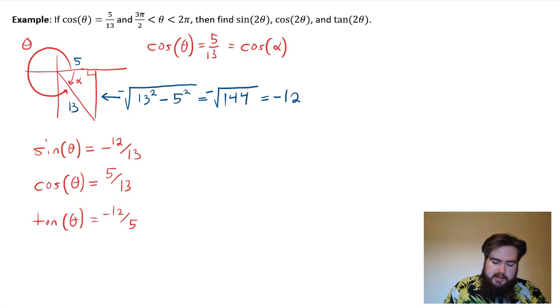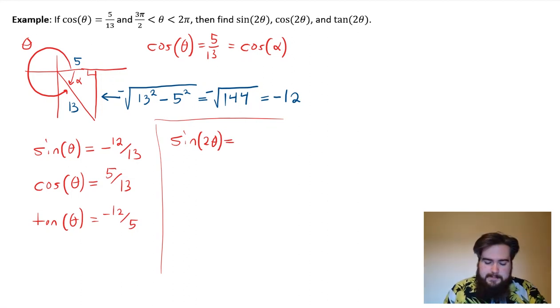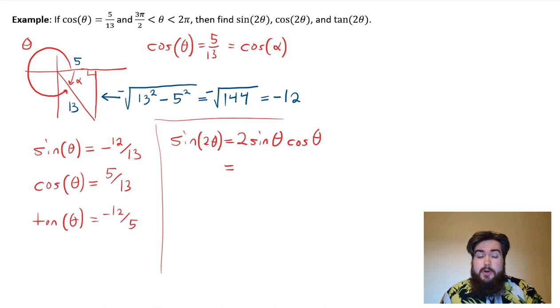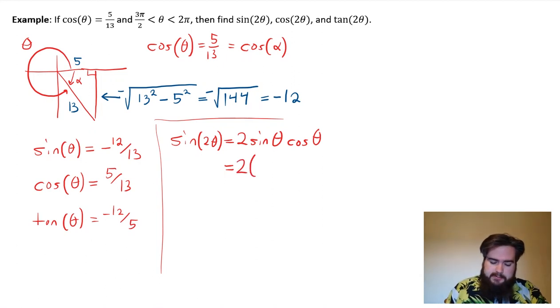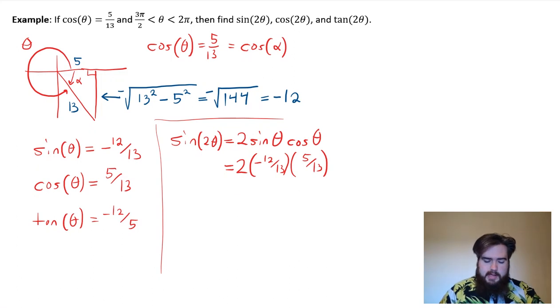For sine of 2 theta, though, knowing this information, sine of 2 theta, if I apply the double angle identity, is 2 sine of theta times cosine of theta. And we now know what sine of theta and cosine of theta are. Sine of theta is negative 12 over 13, and cosine of theta is 5 over 13. If you simplify here, 2 times negative 12 times 5, that is negative 24 times 5, which is negative 120. Divided by 13 times 13, which is 169.